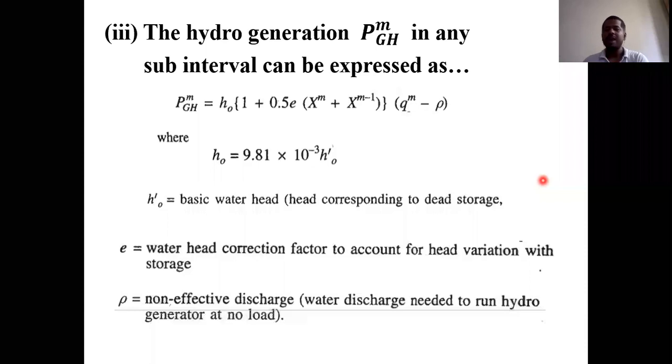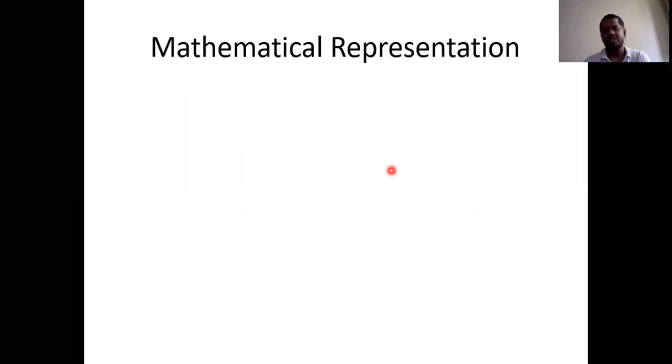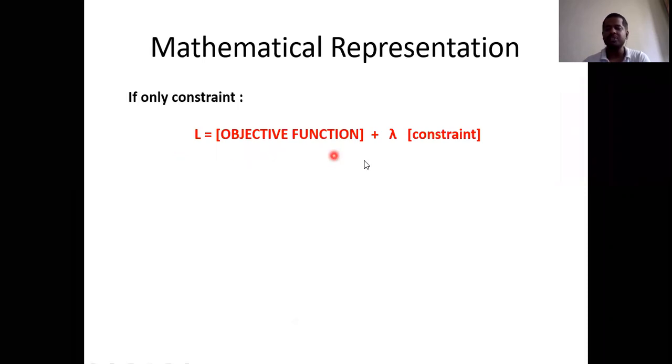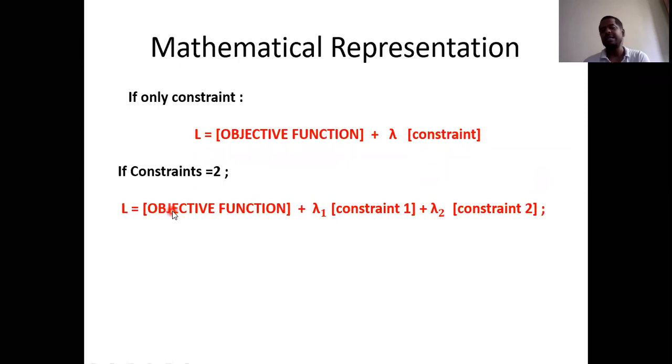So now we have the objective function and similarly, we have three constraints. And the next thing is we need to formulate them into a mathematical representation. So first, let me take up our general mathematical representation. For example, when you have only one constraint, how to write your mathematical representation? That is nothing but objective function plus lambda into constraint. When we are having only one constraint, you can write like this. When you have two constraints, how can you write? You can write like this.